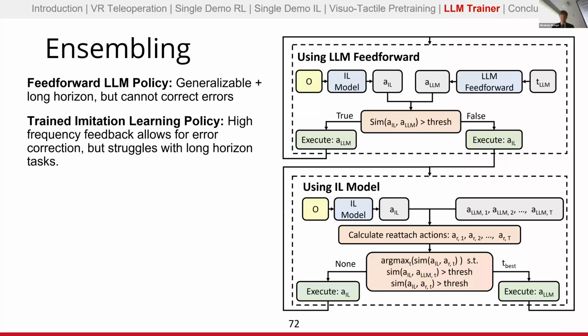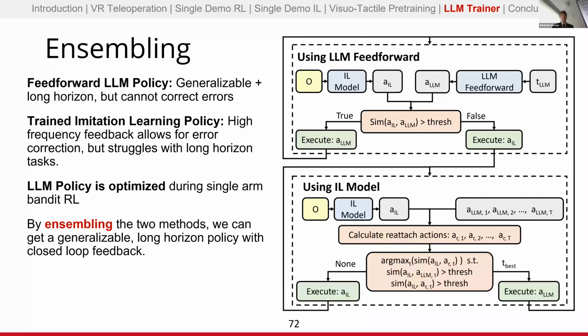So finally, given that we have these fairly successful LLM feed-forward agents by the end of our data generation, thanks to optimization, we want to see how we can combine that feed-forward LLM agent with our trained imitation learning policies. And we do this via ensembling. So we want to combine the benefits of the two methods, and we use a fairly simple switching mode of ensembling. So we begin using that feed-forward agent, so executing the trajectory.